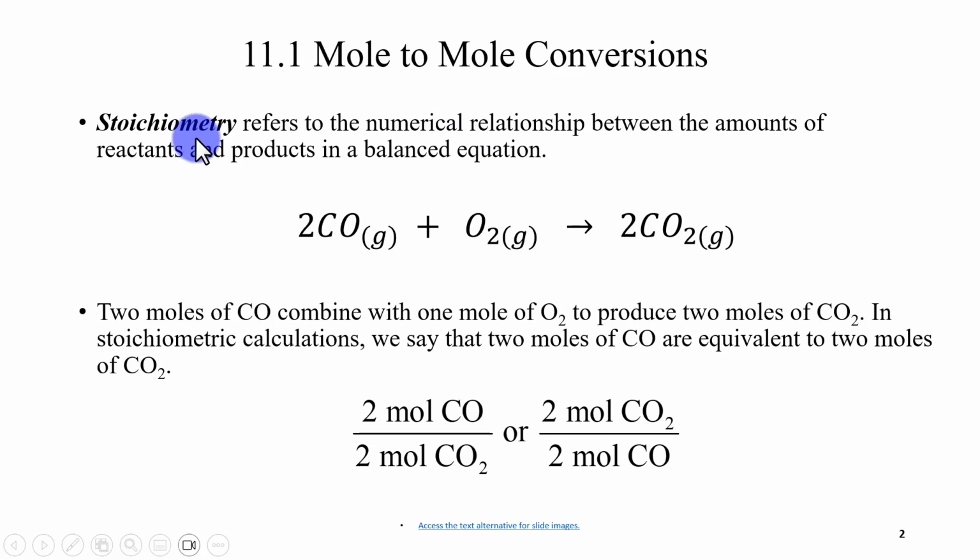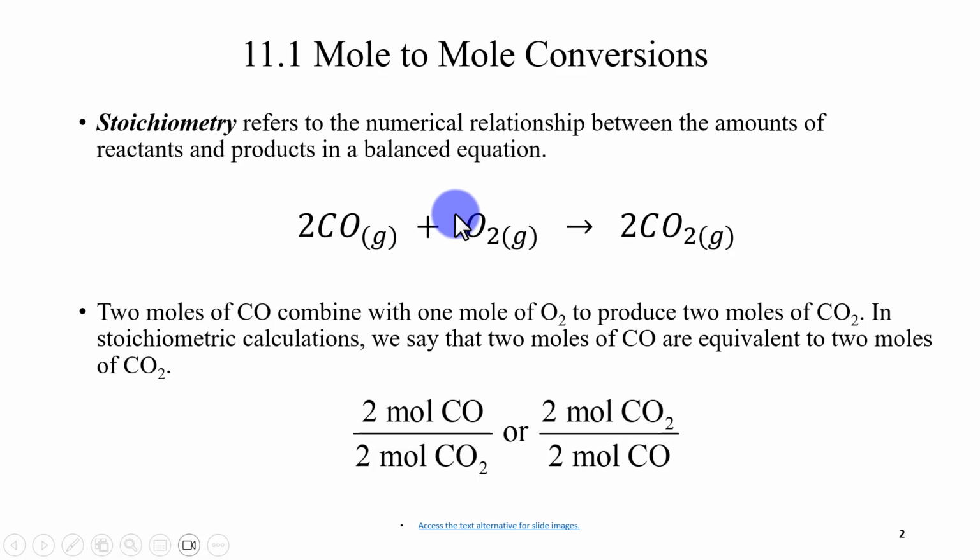In chemistry, we have a big word that we use called stoichiometry. Stoichiometry. And it's kind of a scary word for students, but really it just means that we have a numerical relationship between amounts of reactants and products in a balanced chemical reaction. This is a very important concept. We have to start out with a balanced equation. If you don't have a balanced equation, your stoichiometry numbers are not going to be correct.